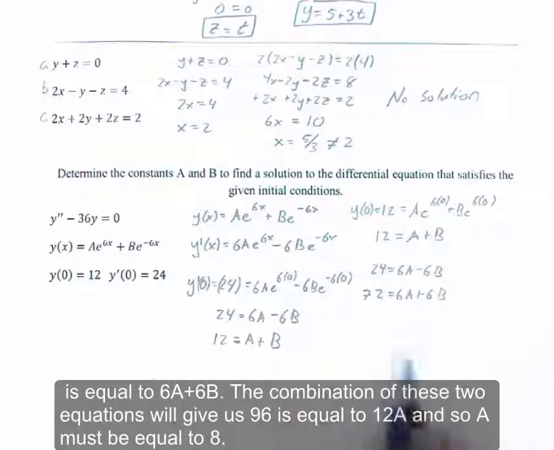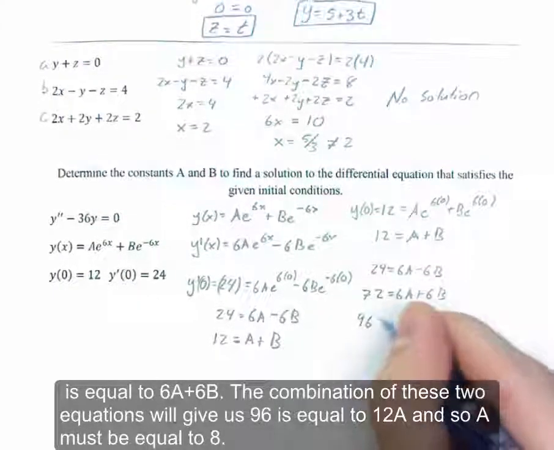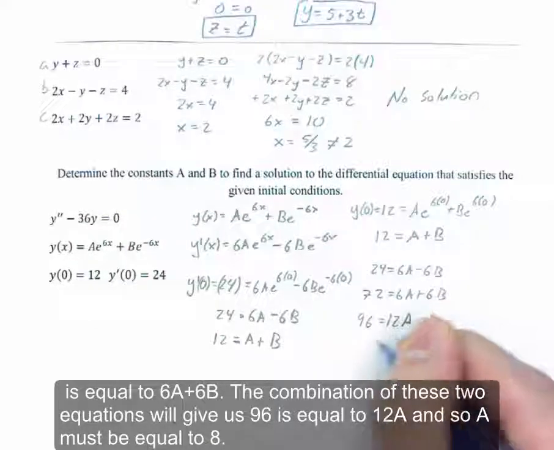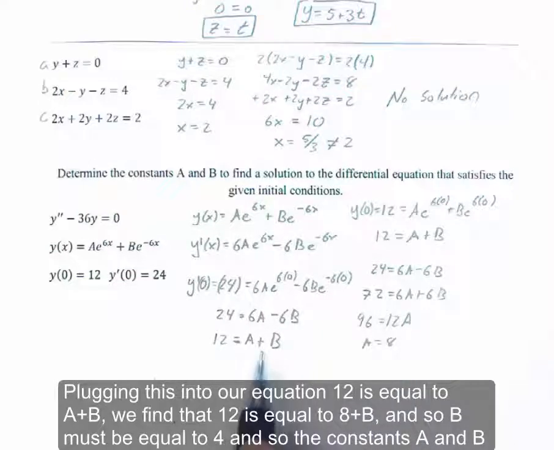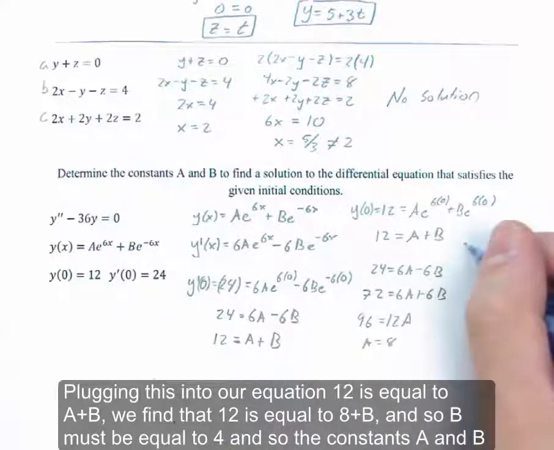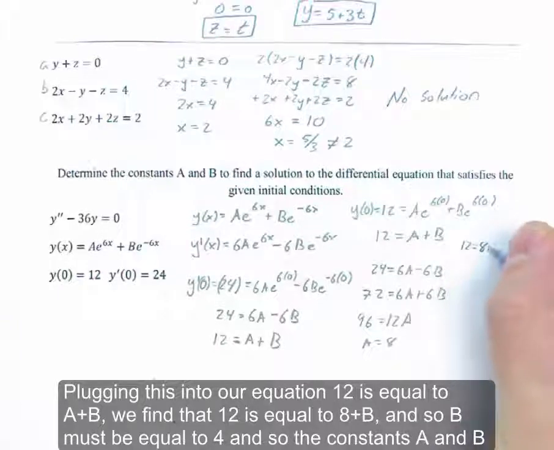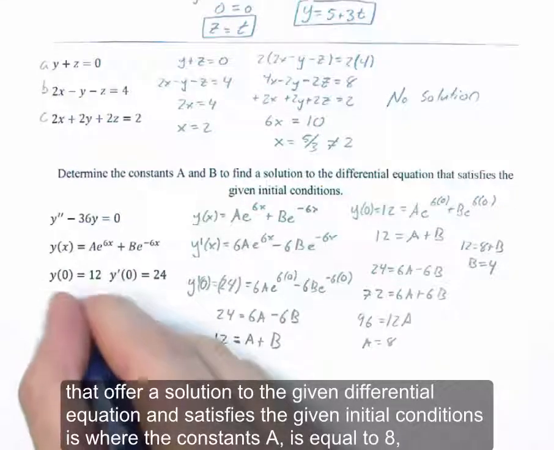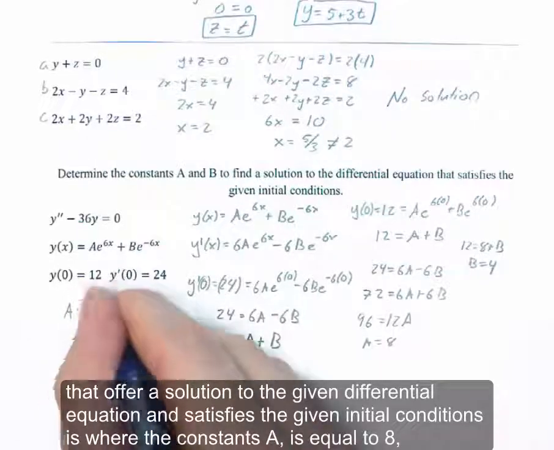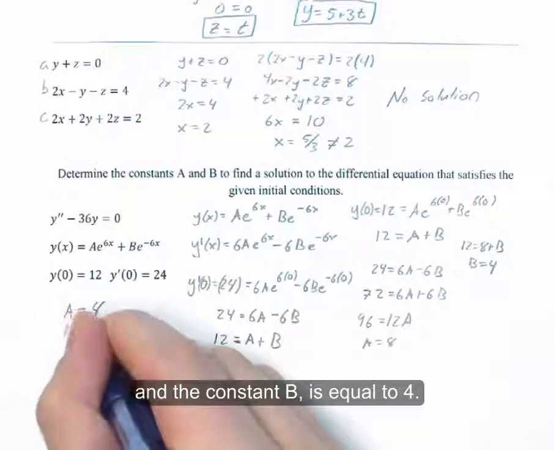The combination of these two equations will give us 96 is equal to 12a, and so a must be equal to 8. Plugging this into our equation 12 is equal to a plus b, we find that 12 is equal to 8 plus b, and so b must be equal to 4. And so the constants a and b that offer a solution to the given differential equation and satisfy the given initial conditions are a is equal to 8 and b is equal to 4.